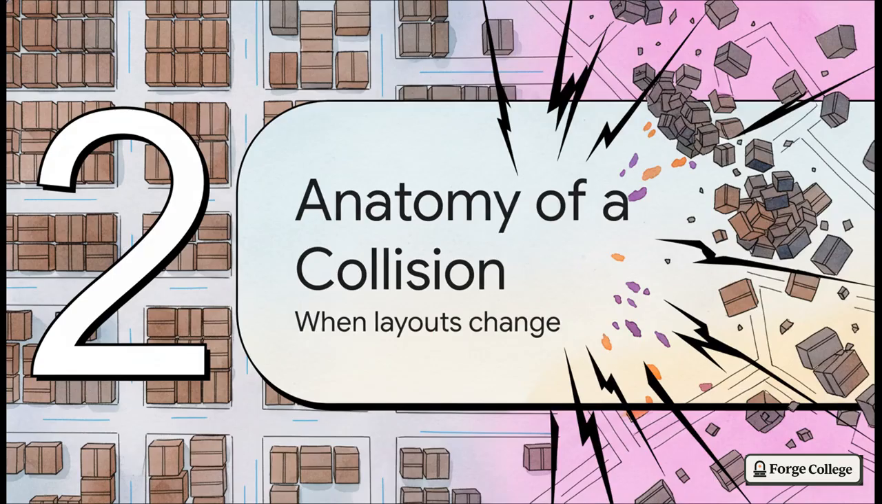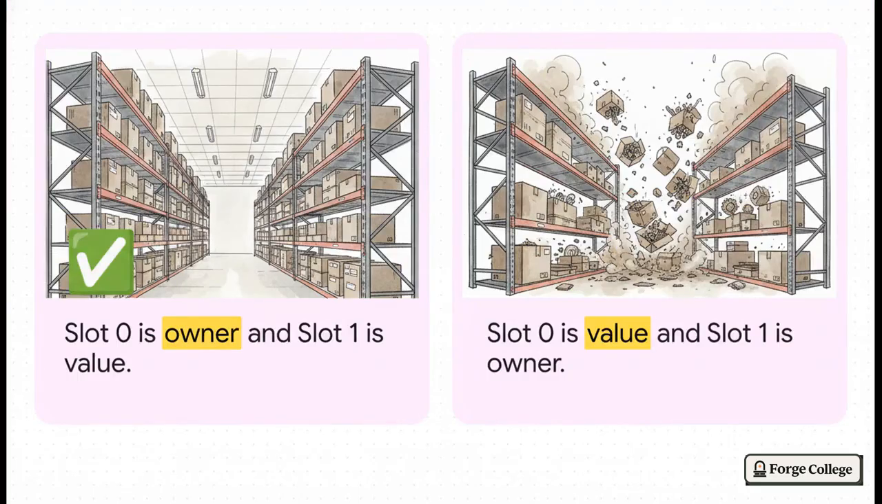Moving right along into Section 2, Anatomy of a Collision. Let's see what actually happens when these layouts change. Okay, imagine we've been running our protocol smoothly for a year using Blueprint version 1. The warehouse floor has boxes stacked in very specific spots. In our original, totally safe blueprint on the left, implementation V1, it declares owner first, so the blueprint maps owner to slot 0. Then value is declared second, mapping to slot 1.